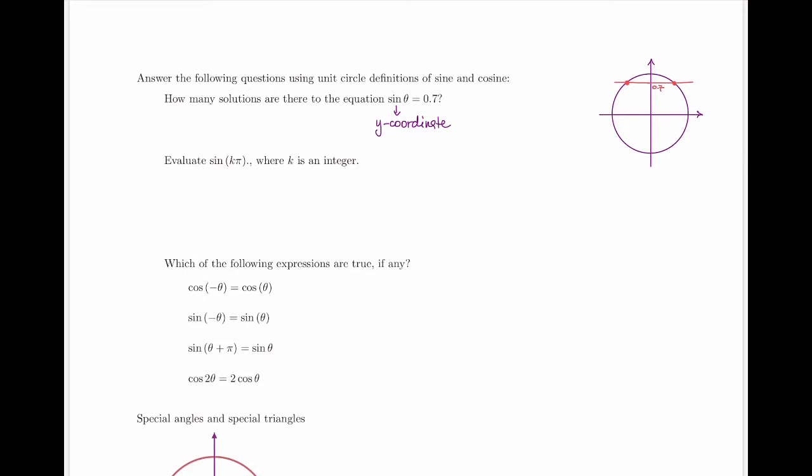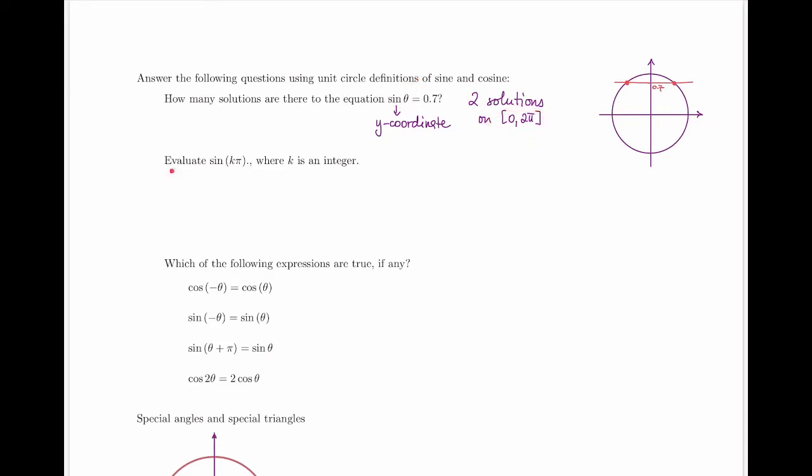So the answer here is, how many solutions are there? There are 2 solutions on each revolution, right? So per rotation, 2 solutions between 0 and 2 pi. And then of course, with every revolution, I will acquire 2 more solutions. So it's also important to recognize, is the equation that you're looking at being asked for solutions for all angles or only for the one rotation?